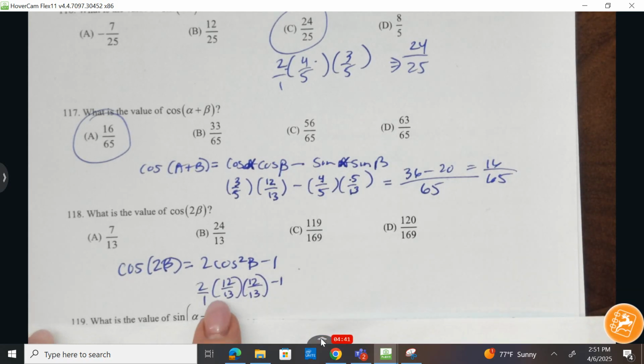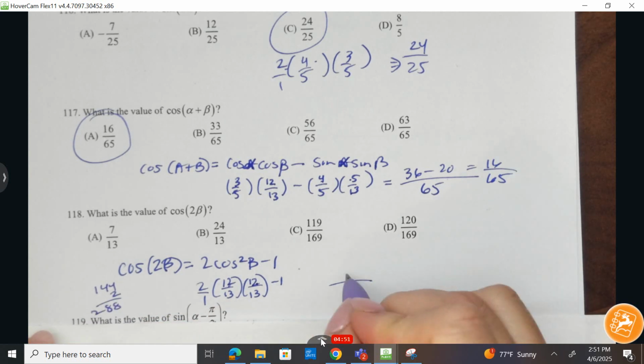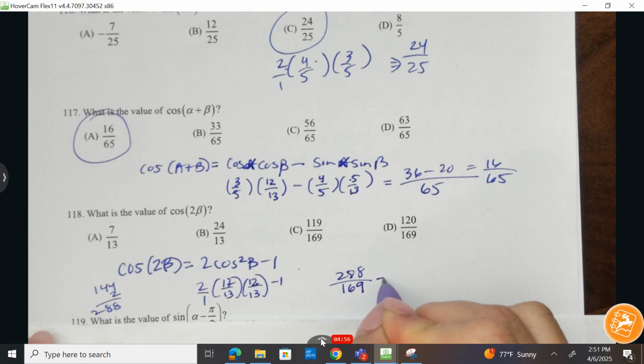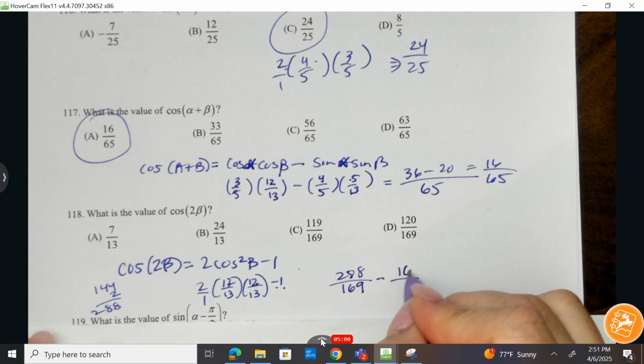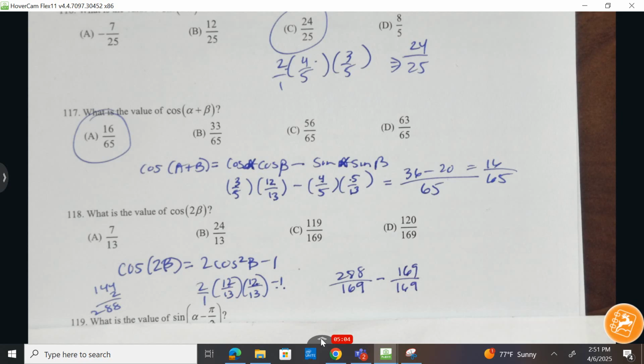Now I know that 13 times 13 is 169. And 12 times 12 is 144. Then I need to double 144, and you can see I get 288. So I have 288 over 169, but then I have to subtract 1. Well, 1 is the same as 169 over 169. So now I want to subtract 169 from 288, and I can get my correct answer.